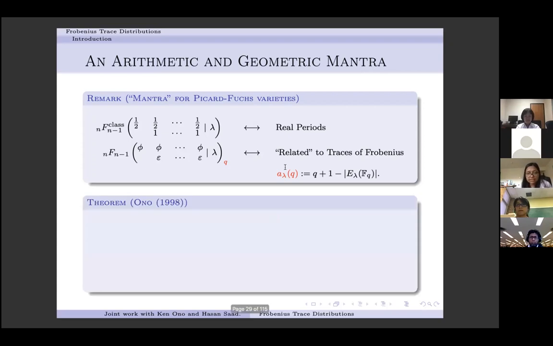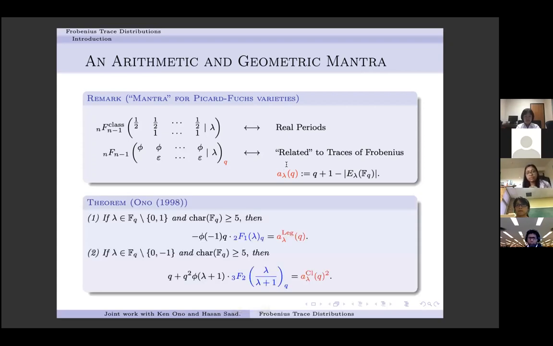So this is one of the oldest theorems of Ken Ono. He proved that if we consider the traces of Frobenius of an elliptic curve, then for the characteristic of the finite field greater than or equal to 5, for those hypergeometric functions over finite fields, this 2F1 function is associated with the traces of Frobenius of this Legendre form of elliptic curve.